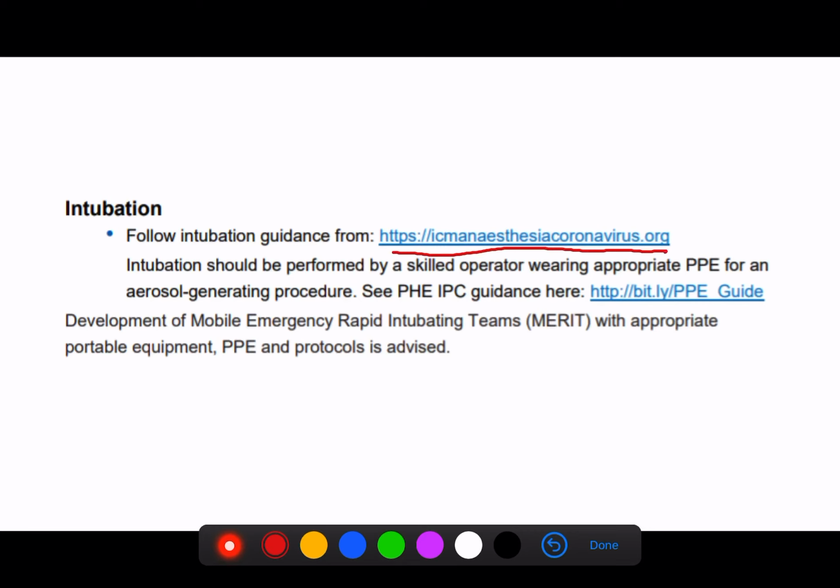In a lot of hospitals in the UK, they've developed specialist intubating teams, or the MERIT teams, and they seem to work really well because they're well drilled, well used to doing it, and can do it all quite slickly, which is exactly what you want in these patients who are often quite unwell, have very little physiological reserve, and also it's a procedure that poses quite high risk to everyone around the area.